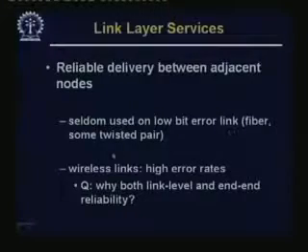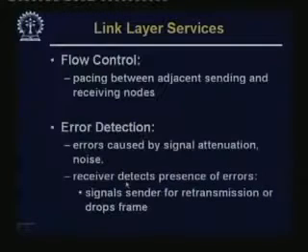So, just as fiber, etc., may have low error bits, similarly some links like wireless links have high error rates. Why both link level and end to end reliability? So, this we have just discussed. Then flow control, as we were saying, pacing between adjacent sending and receiving nodes. So, they should be in sync. That means, whatever the sending station sends, the receiving station should be able to absorb that much. So, for that you may require some explicit control sometimes. We will look at flow control later on in some later lecture.